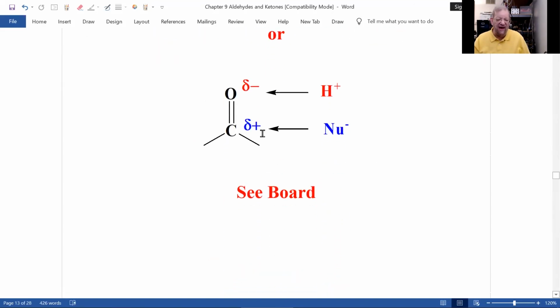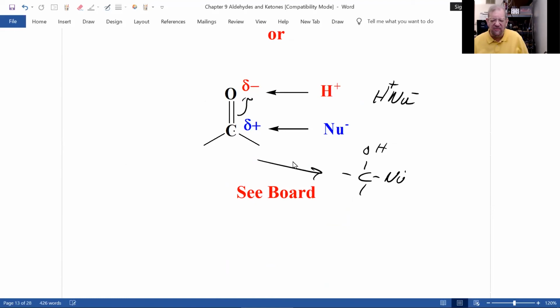Another way of looking at it is, if you have a nucleophile of the form H-Nu, where this is a plus, this is a minus, the nucleophile attacks that, opens it up, and you make this new type of molecule. And we'll be learning about that. There are a number of reactions that follow this.